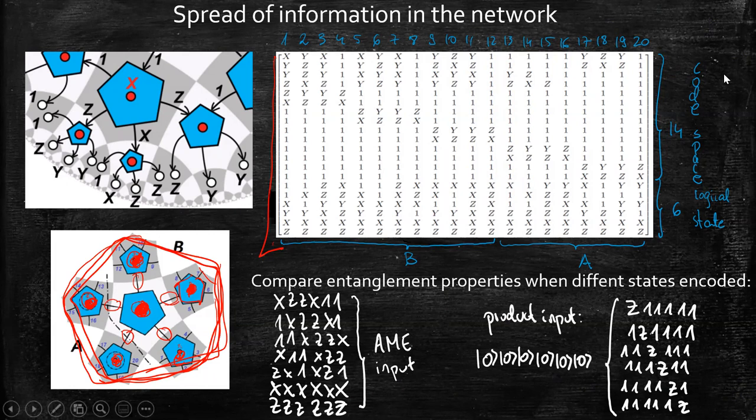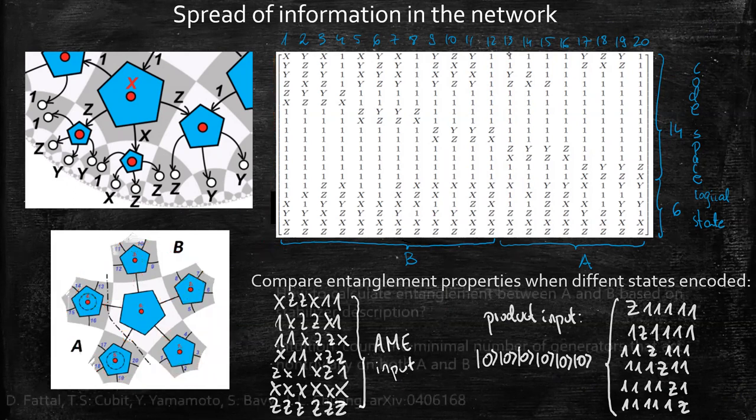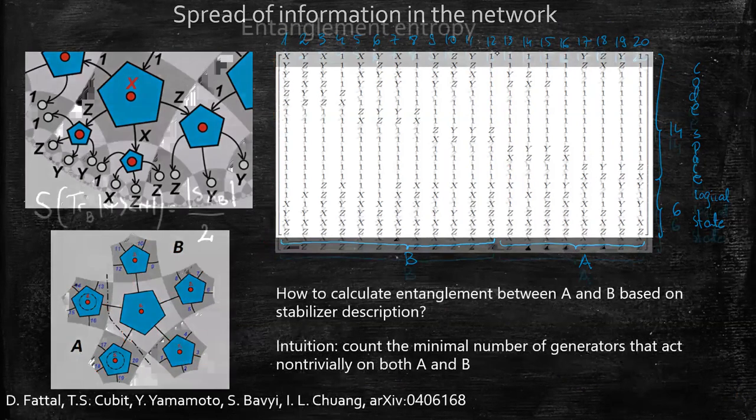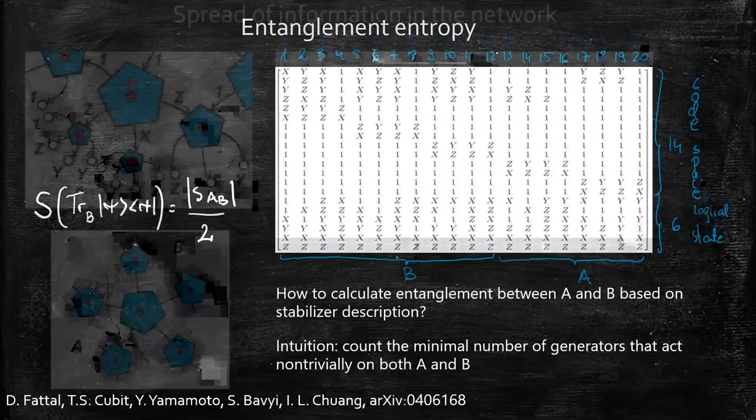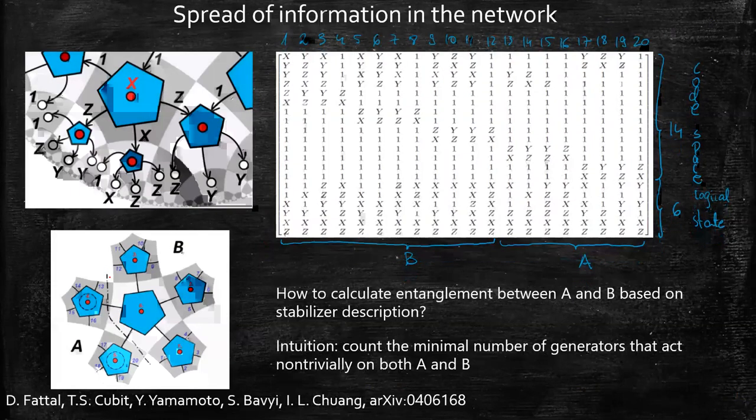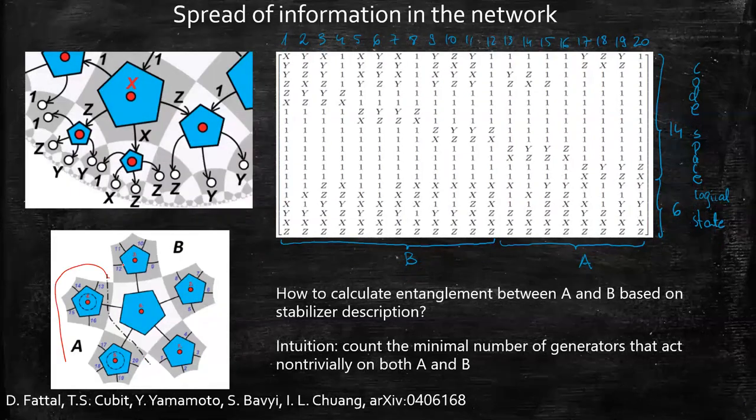And then when you have a list of the stabilizers, you can very easily calculate the entanglement between part A and B. For example, if you have part A here and part B here, and B runs from qubit 1 to qubit 12, so this is B and this is A.